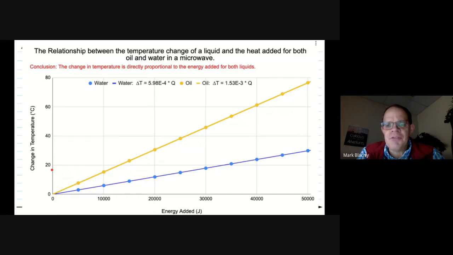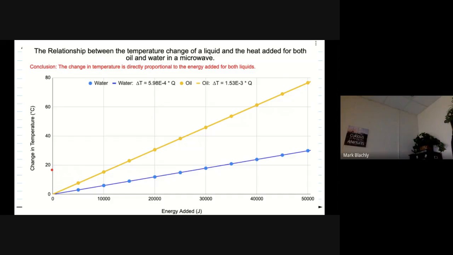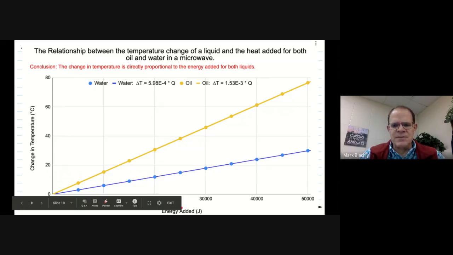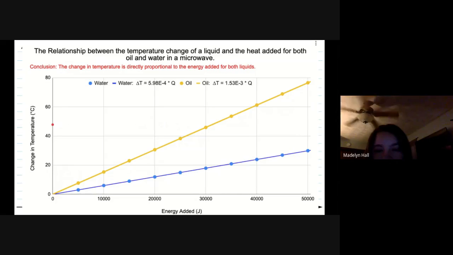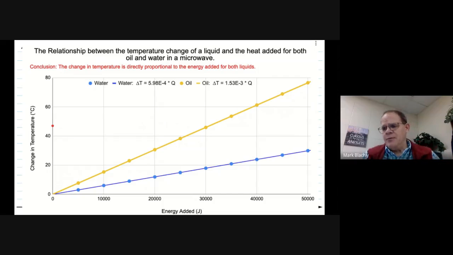What did adding 30,000 joules of energy to the oil do, though? Can you see that, Maddie? We add 30,000 joules of energy to oil, the same amount of heat that we added to the water. What is the change in temperature of the oil? Would it be about 50 or 45-ish? I can't tell exactly, but yeah, you're right. See, so oil has a smaller capacity to hold heat. So the same amount of energy caused a bigger change in its temperature.